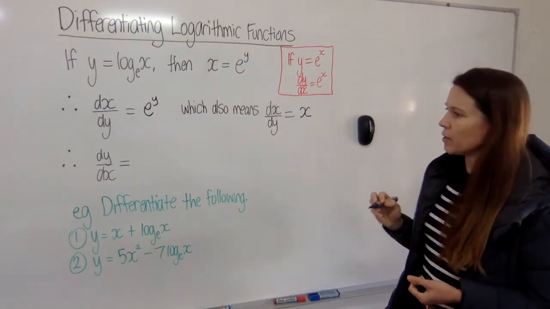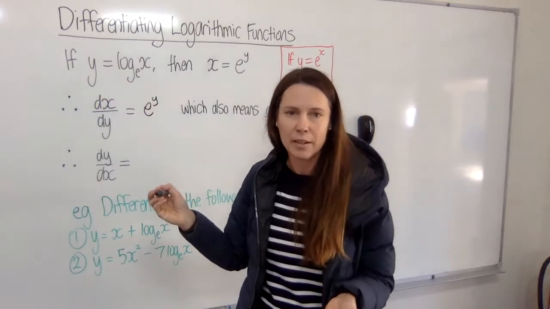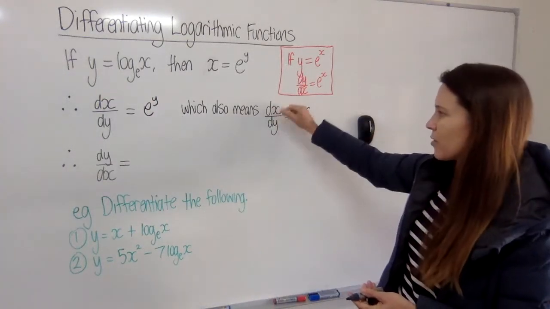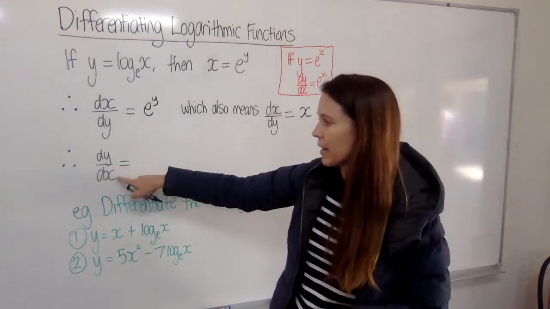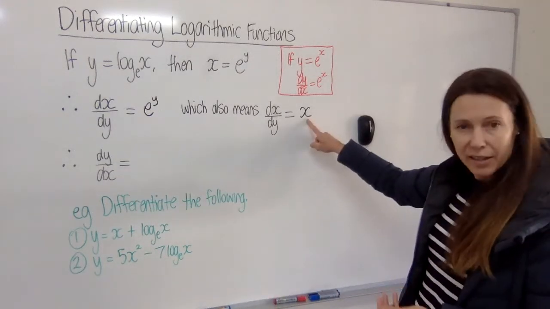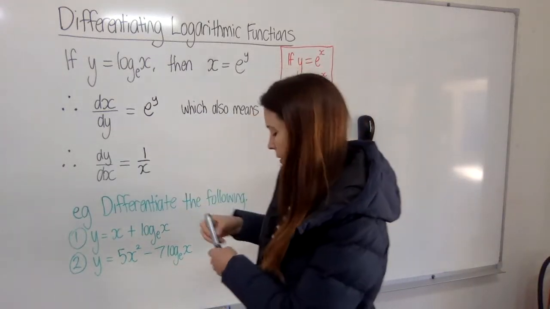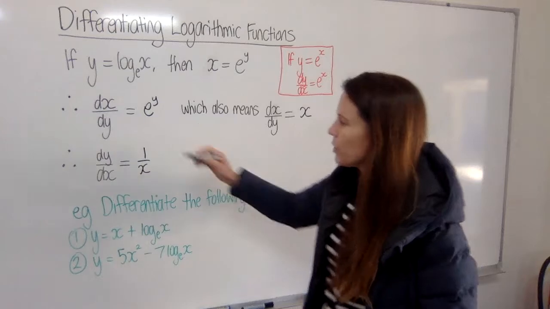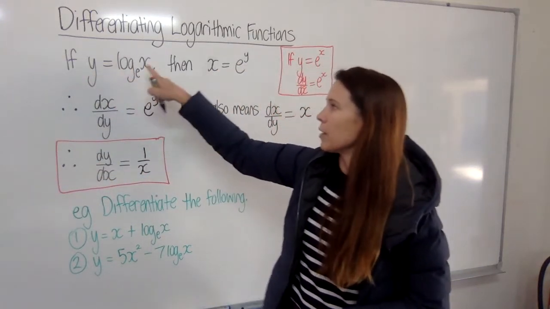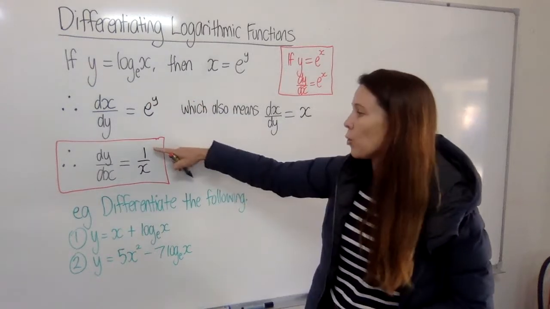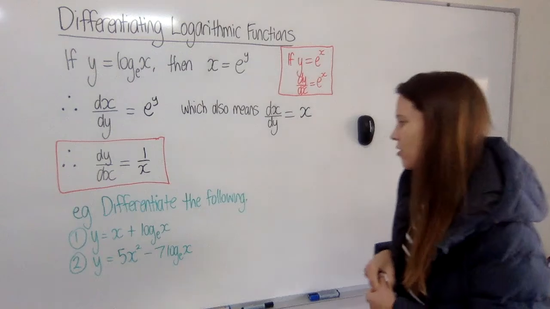Now, how does this help me? Well, I want dy dx of my original function, not dx dy. So I'm basically going to take the reciprocal here, flip my dx dy upside down to make dy dx, but I need to flip x upside down as well, and that will give me 1 over x. And that's our basic rule now. When we differentiate y equals the log of x with a base of e, we get 1 over x. Now let's practice using this.